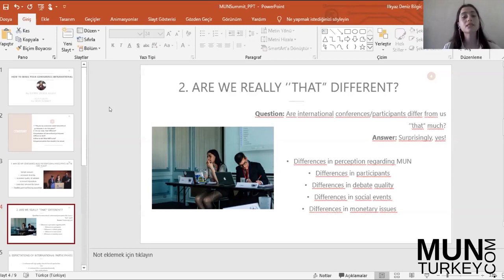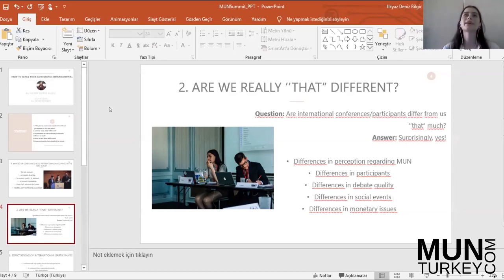And fourthly, differences in social events. As I mentioned, foreign participants mostly see MUN as an educational tool, so that's why they mostly use their evenings as relaxation time. That's why when you go to foreign conferences, you mostly see gala dinners or pub crawls, a very calming pub crawl in the evening, rather than our expectation of social events such as going to a club and partying. And lastly, differences in monetary issues.